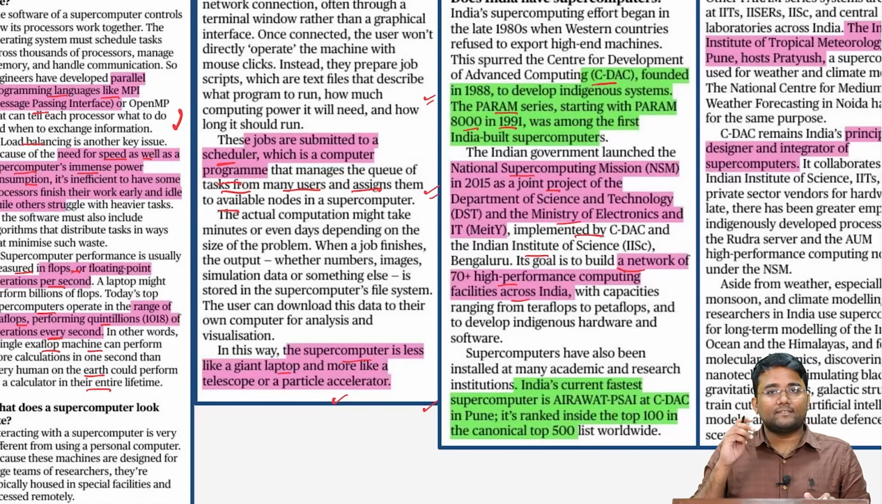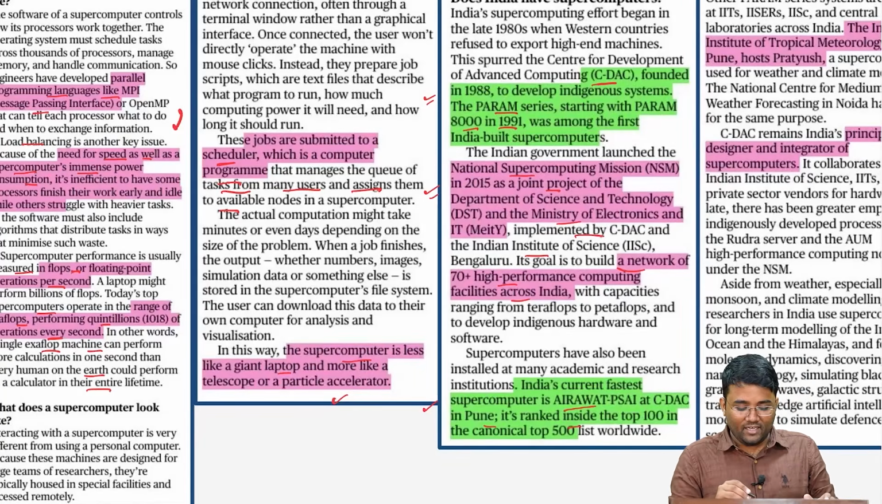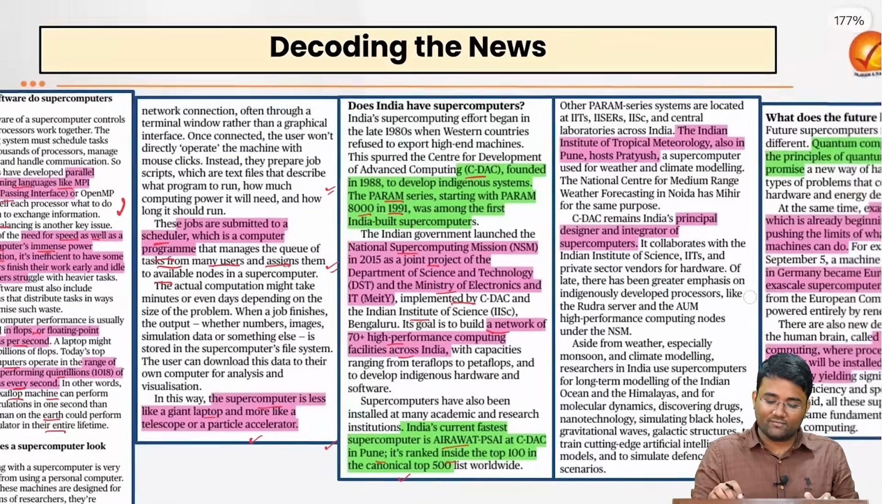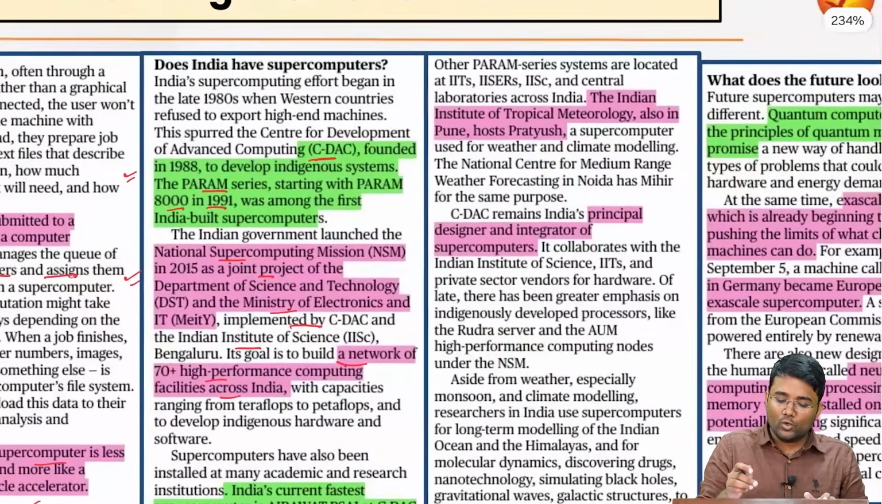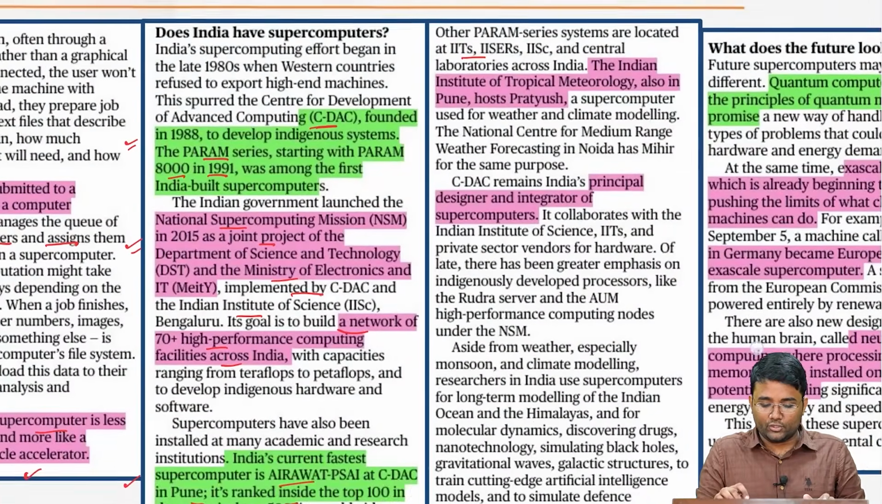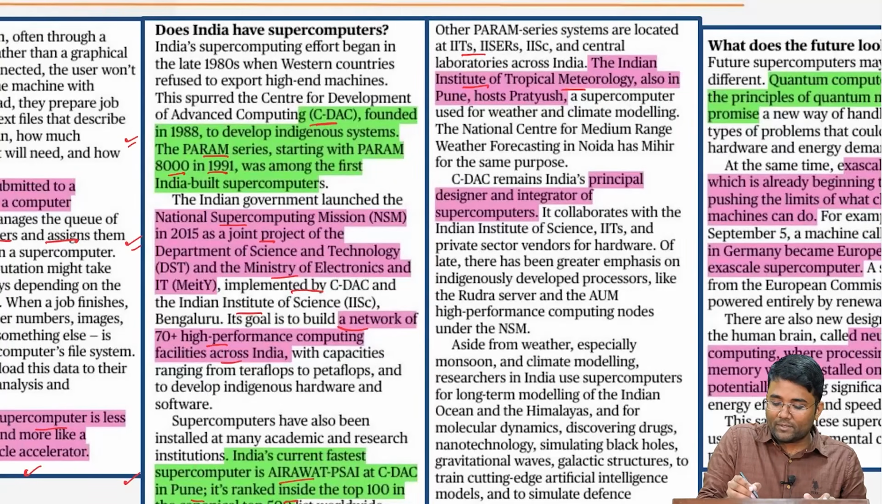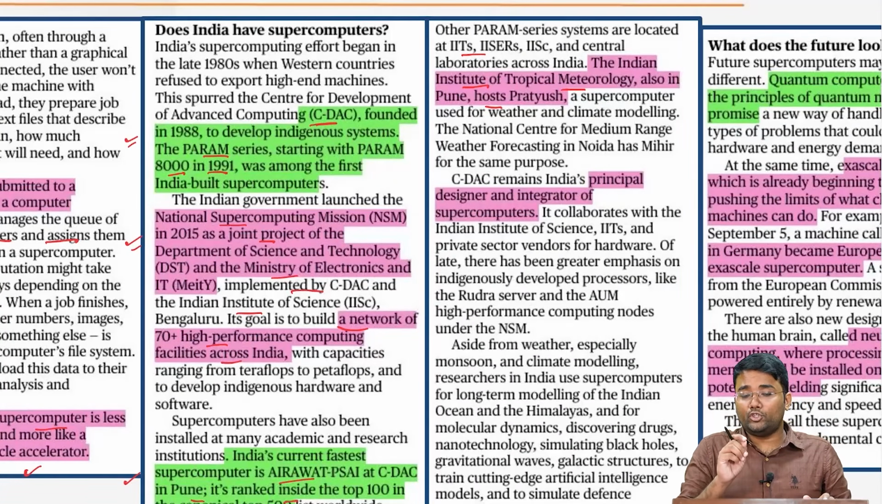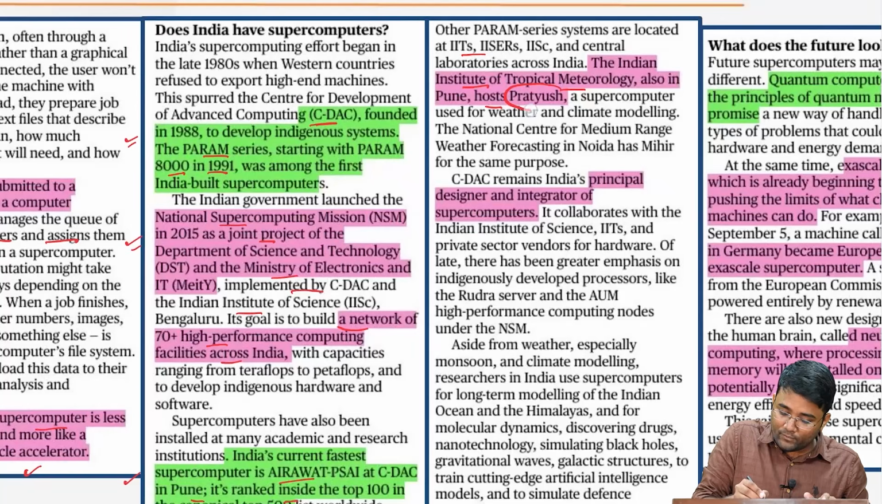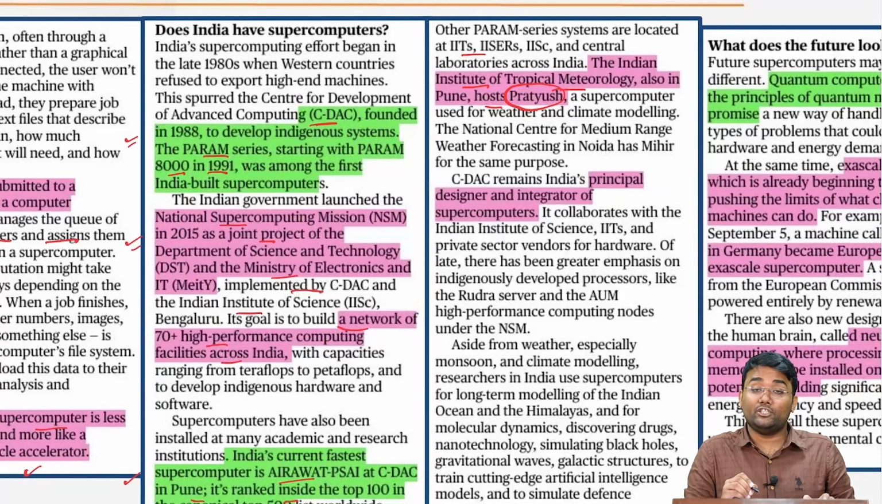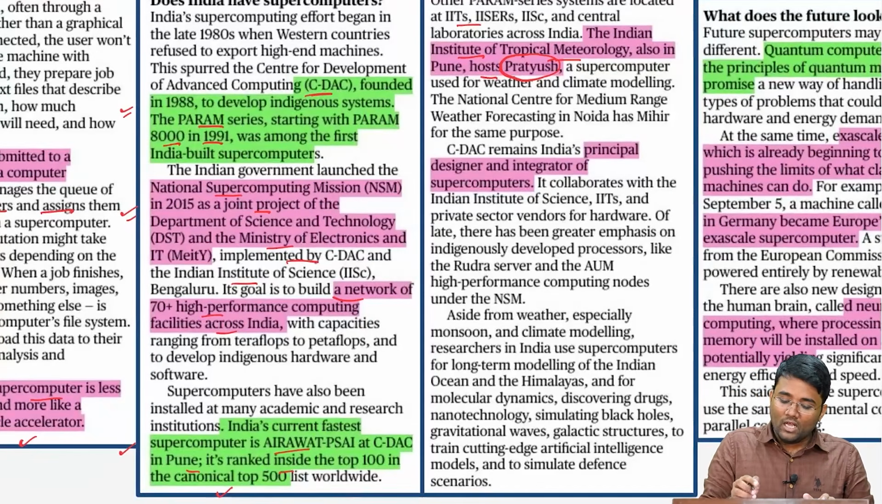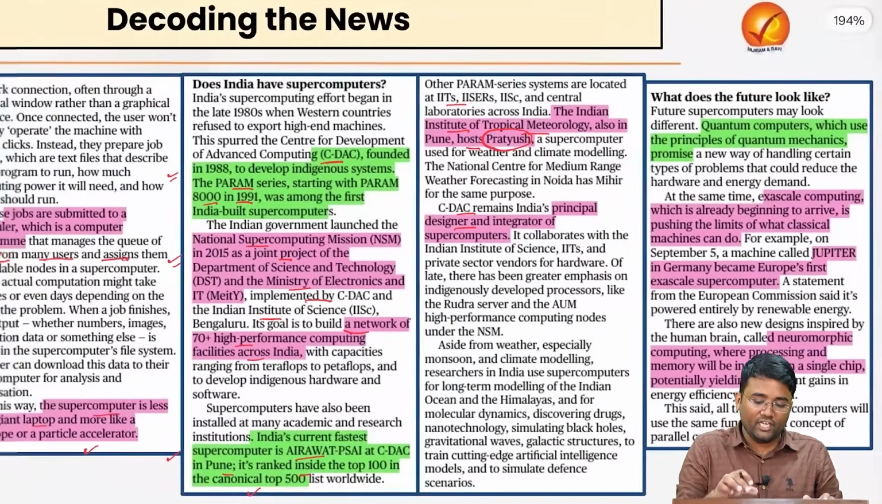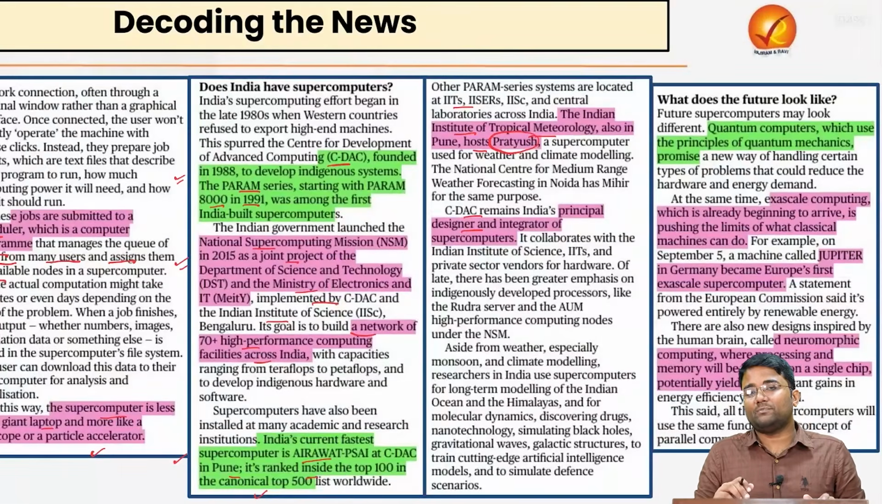India's current fastest supercomputer is Aravat PSAI at CDAC in Pune, and it is ranked inside the top 100 in the canonical Top 500 list worldwide. Other Param series are located in IITs and various other institutes. Also, the Indian Institute of Tropical Meteorology hosts Pratyush, which is also one of the fastest supercomputers in India, used for weather forecasting. Also, CDAC remains a principal designer and integrator of supercomputers. In future, further enhancement is going to happen.